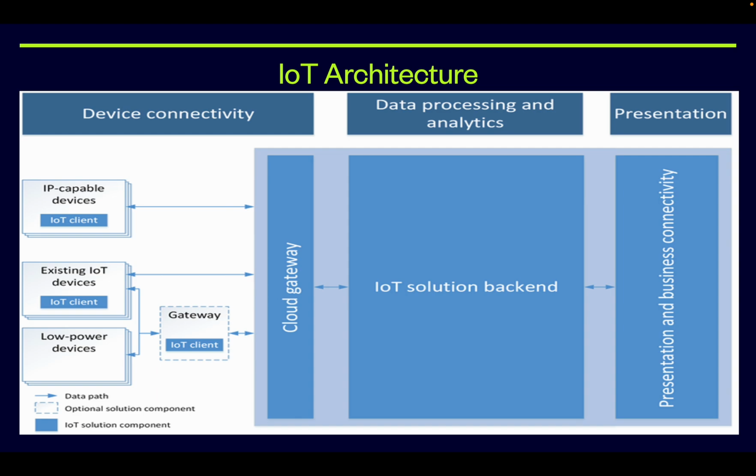Then the cloud gateway is itself connected to the data processing and analytics part, where all the computation work takes place. Here the comparison, etc. takes place, and then we will simply present it on our mobile application or anywhere else. So this is the very basic structure of IoT.